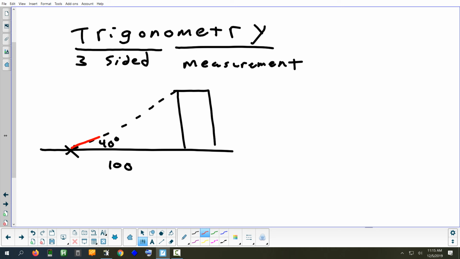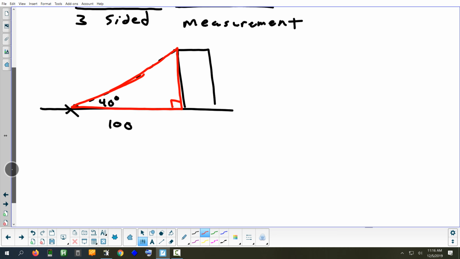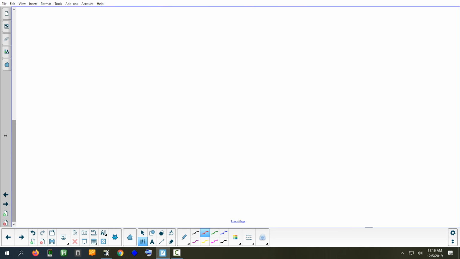What you basically just did is make a triangle, like this. That's a 90, that's a 40, and the length of the bottom of that triangle is 100 feet. So now we could figure out how tall the building is, which is basically finding the height of that triangle. So there's a sample problem we could do in right triangle trig. Here's another problem.